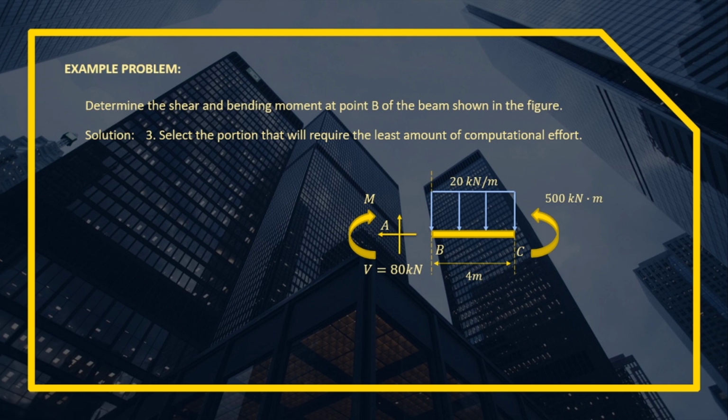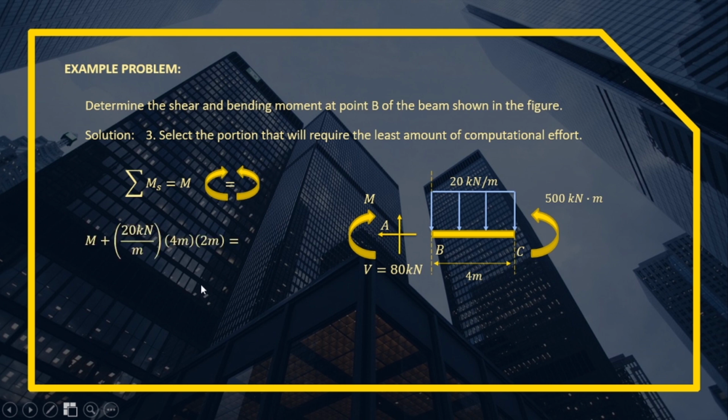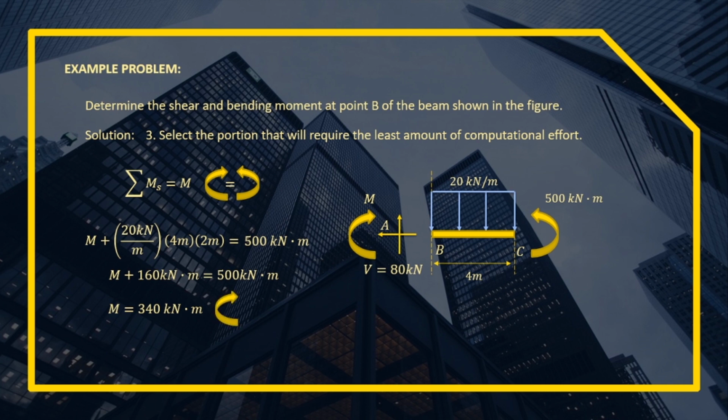To get M, we apply summation of moment about the section equal to 0, or equate all clockwise moments to all counterclockwise moments. The clockwise moments about the section are M itself and the load. So M plus 20 kN per meter times 4 meters times 2 meters for the moment arm, equal to the counterclockwise moment about the section, which is 500 kN-m. So M plus 20 times 4 times 2, which is 160 kN-m, equals 500. And 500 minus 160 gives the same, 340 kN-m. But as I said, the direction changes this time. On the right portion, the moment becomes clockwise.